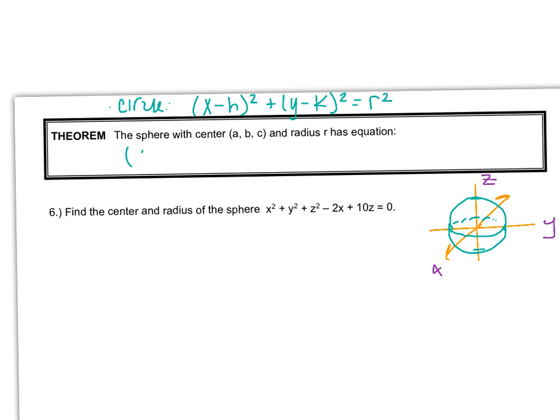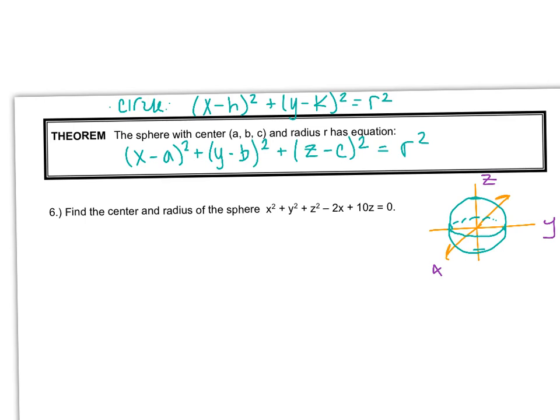So going back to the equation, it's going to look really similar. It's going to be (x − a)² + (y − b)², instead of h and k, we've just got a and b, plus (z − c)² = r². So the only new thing here is we've got this third term, (z − c)². So finding the center and radius of a sphere, we did problems like this with circles, and we're just going to tack on that third variable.